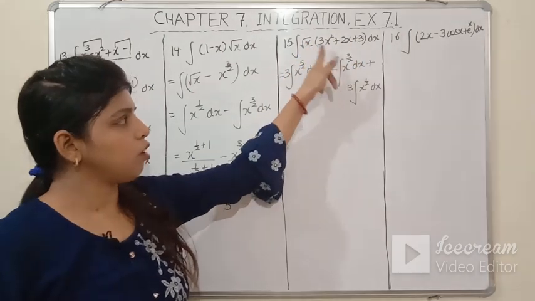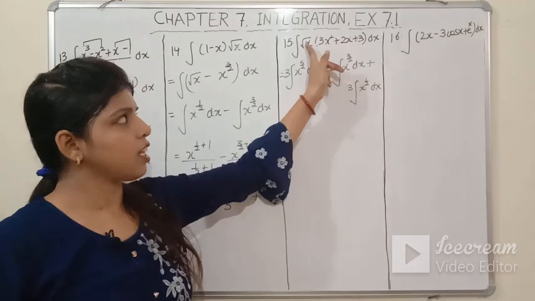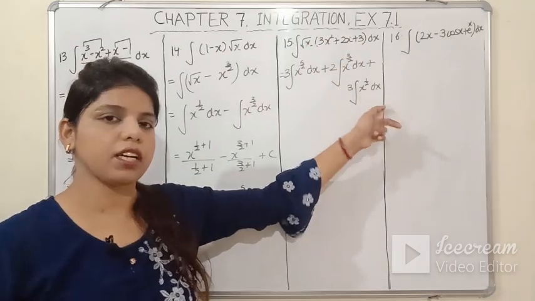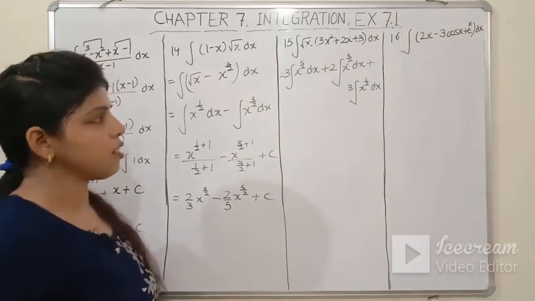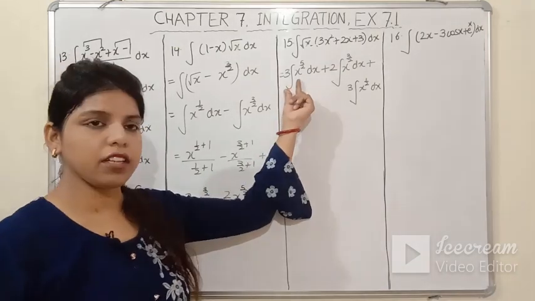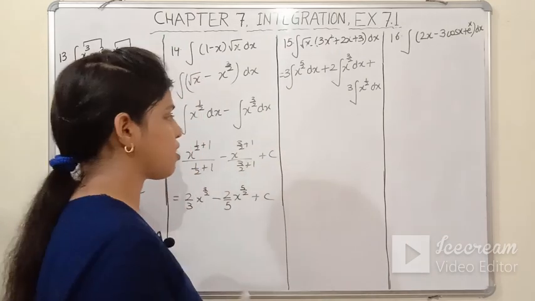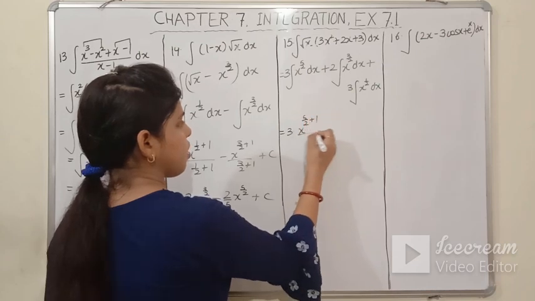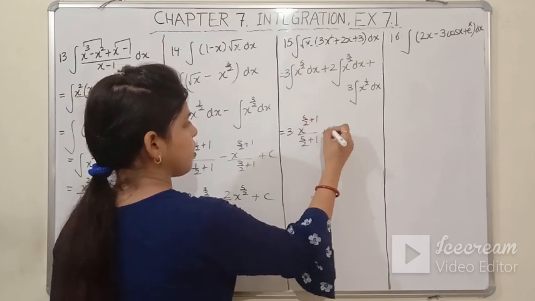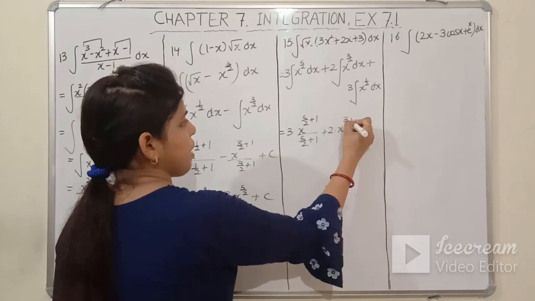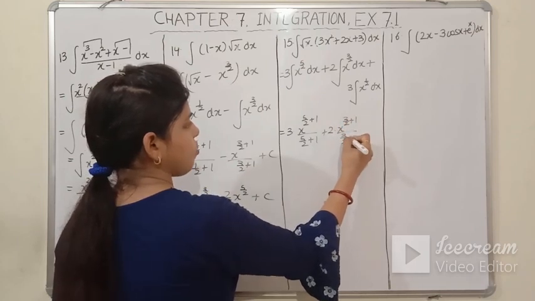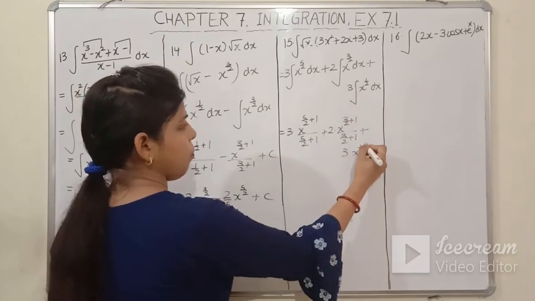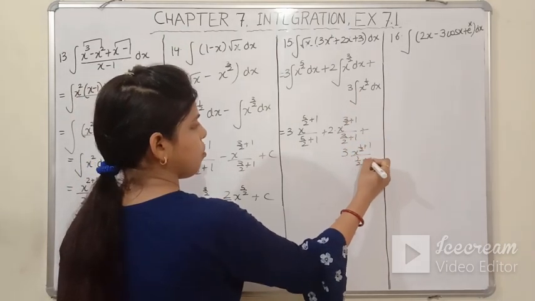1 plus 1 by 2 will become 3 by 2. And here nothing is there. So 3 multiplied by square root x will become 3 root x, and root x can be written as x raised to power 1 by 2. Now you can see here that every term is in the form of integration of x raised to power n. So again applying the same formula, x raised to power n plus 1 upon n plus 1, into x raised to power 3 by 2 plus 1 upon 3 by 2 plus 1, and the final is x raised to power 1 by 2 plus 1 upon 1 by 2 plus 1.